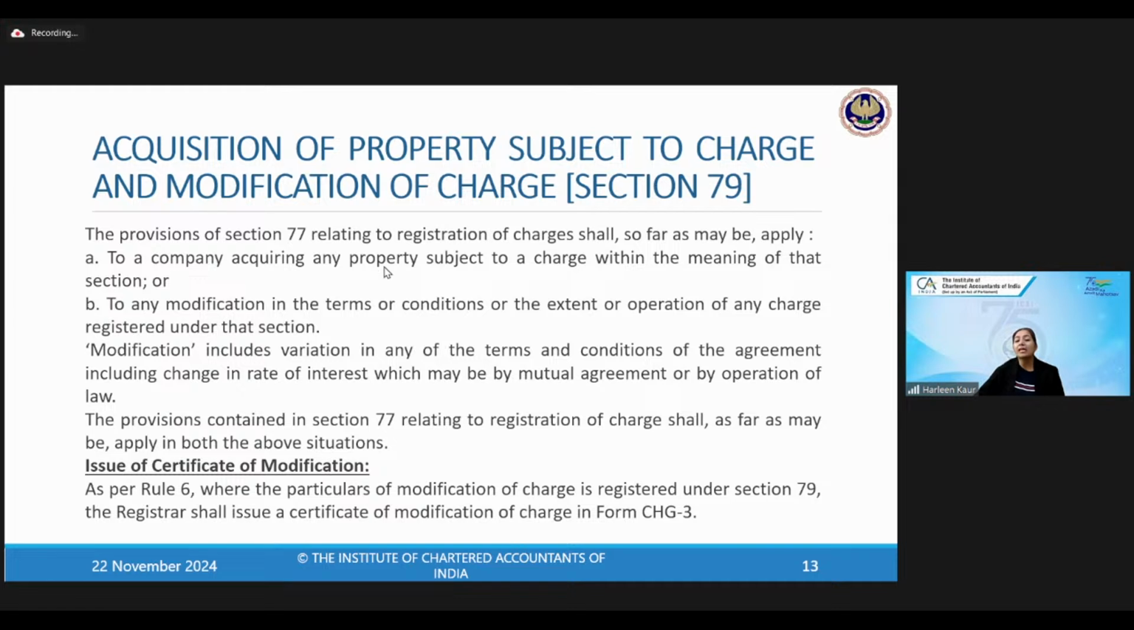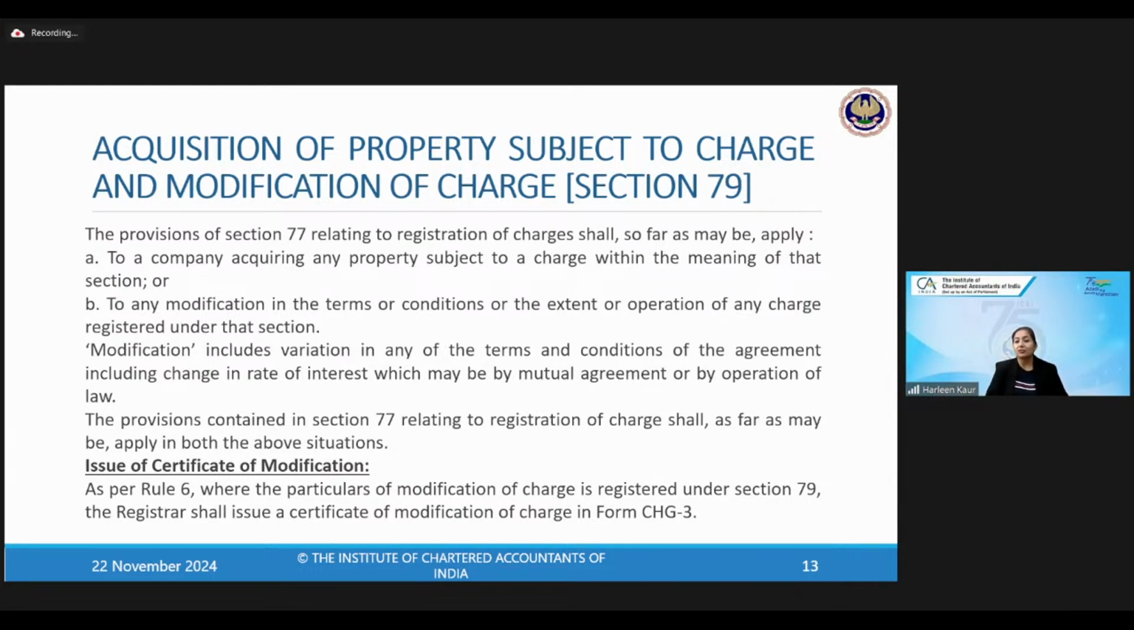If somebody is buying that property, now I told you ABC Limited has taken a loan of 1 lakh from HDFC Bank and they have given land worth rupees 2 lakh as security. Now they are selling that property of 2 lakhs to PQR Limited. Now it says provisions of section 77 will apply to a company who is acquiring, means PQR Limited, who is purchasing this property against which the charge has been created. Now it is his duty to get this charge registered in his name by filing an application to the ROC.